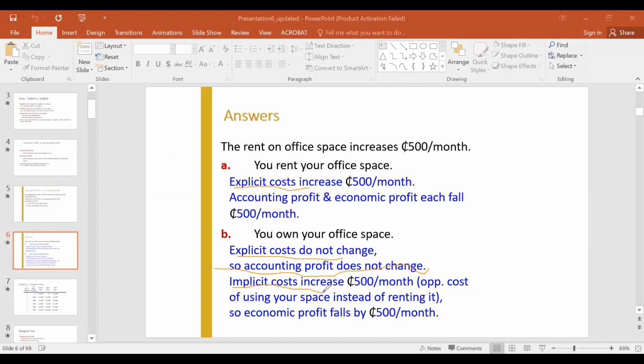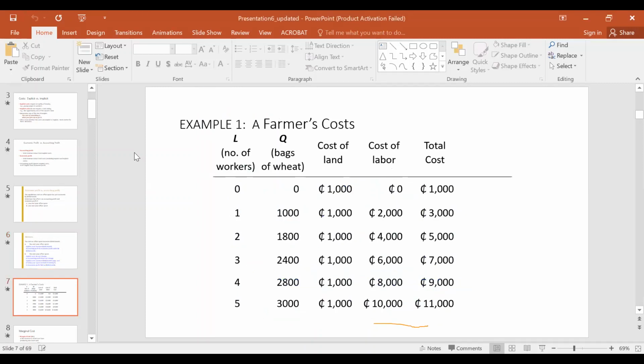It's called implicit cost. So accounting profit does not change, because no cost has been recorded in the books as being explicit. But the economist thinks he is losing 500 cedis every month and it's a cost to him. Hopefully this helps. Let's keep going.